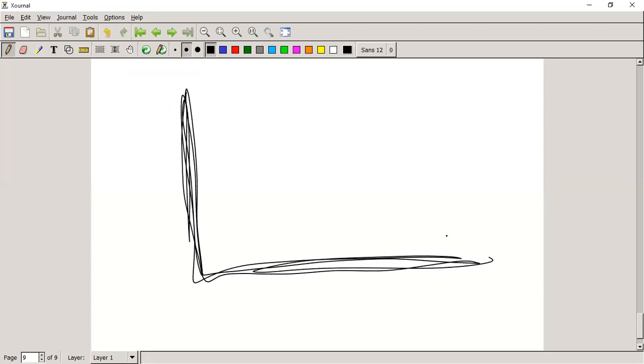Okay, so this is time. This is population size.